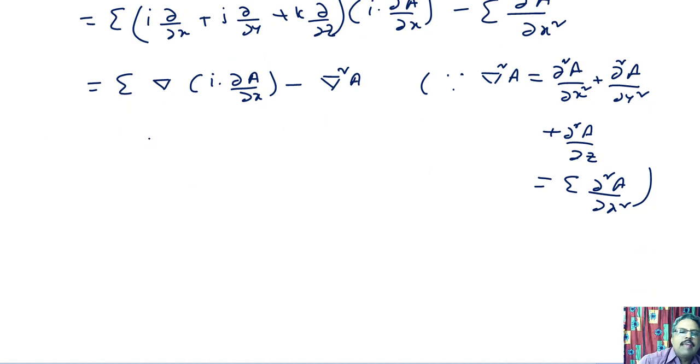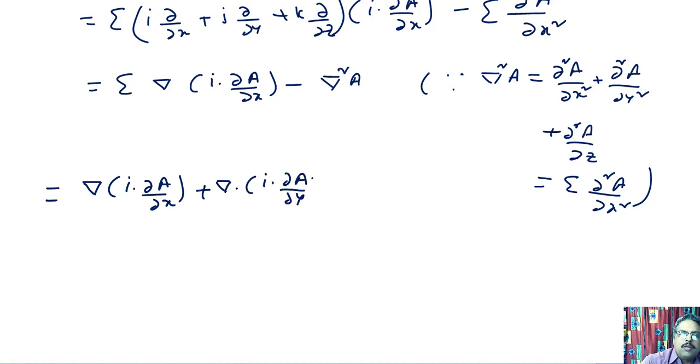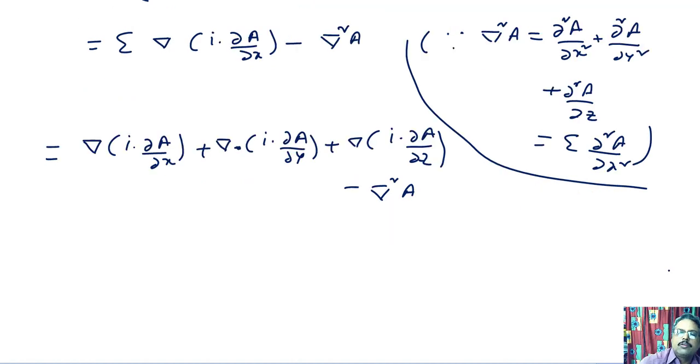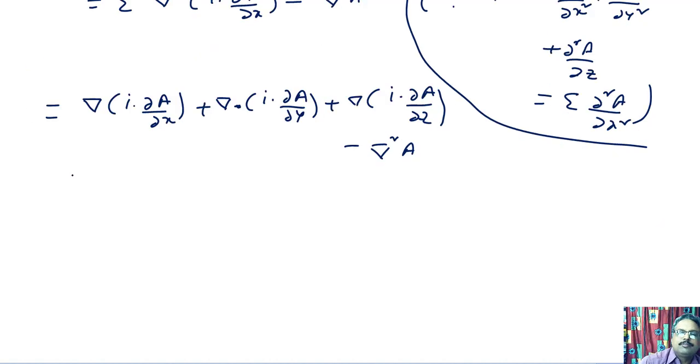Now expand this term. First, del I dot dou A by dou x. This is the first term. Second term, I dot dou A by dou y, replace x by y. Sorry, here there is no dot. Del I dot dou A by dou z. Okay, this is entirely the previous term, minus del square A. Now simplification.